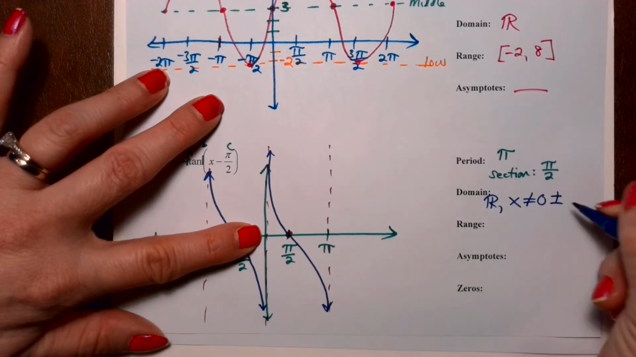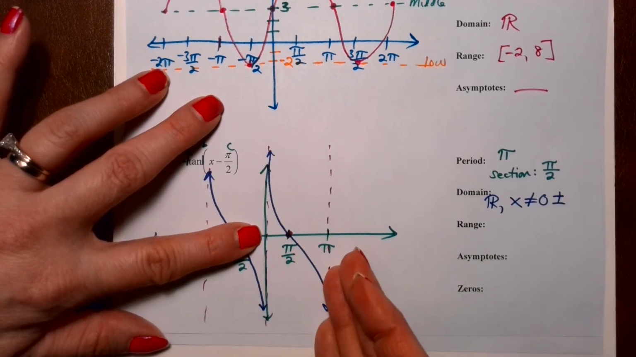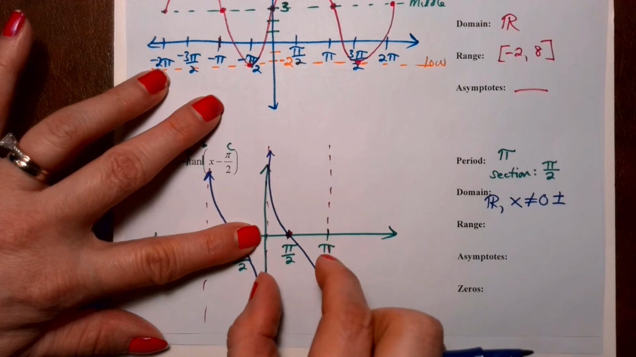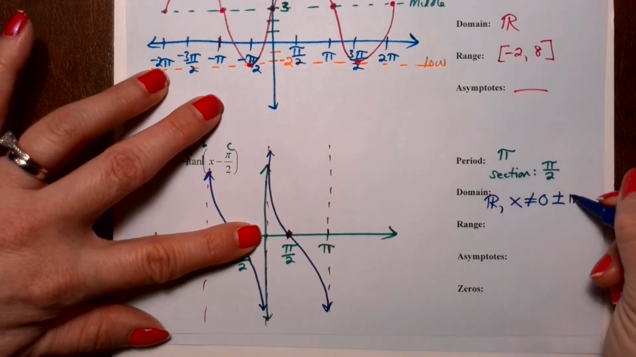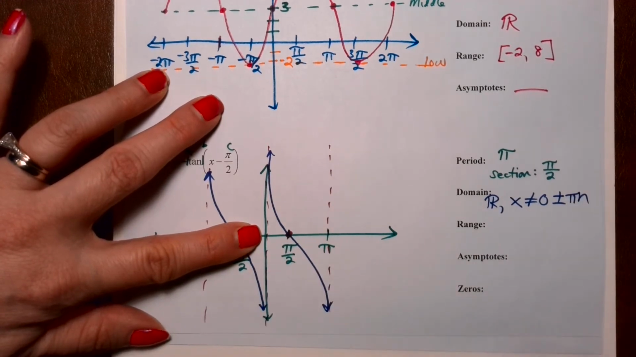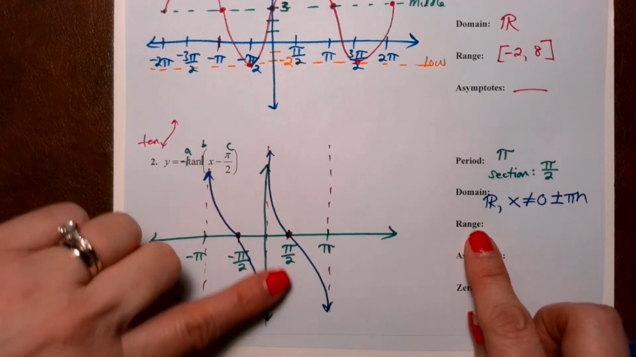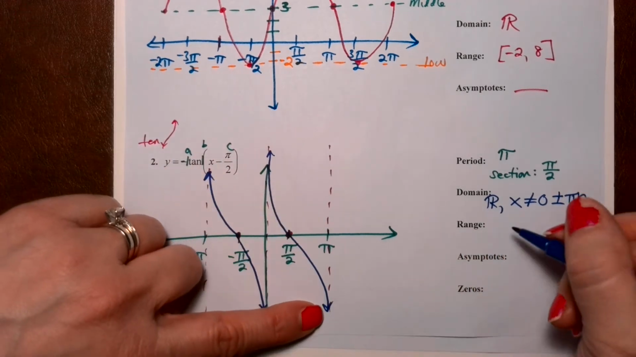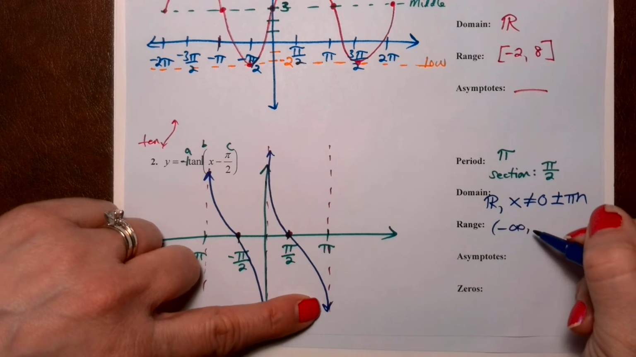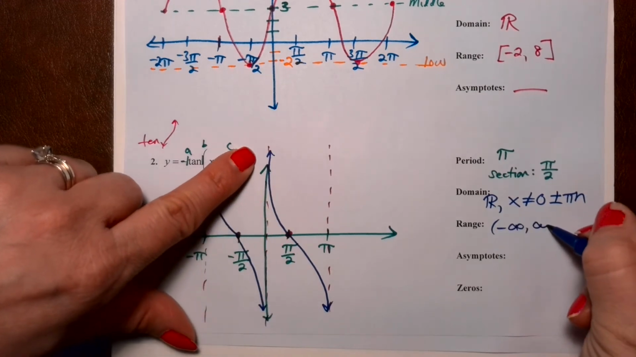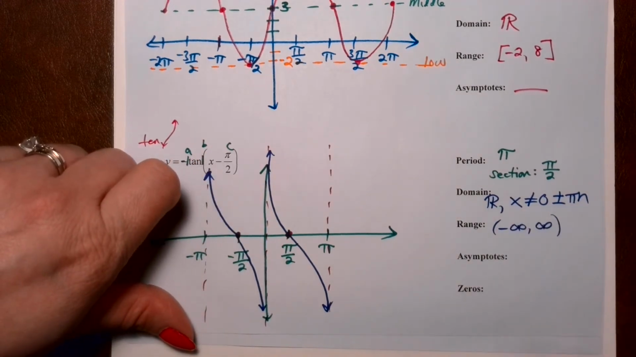And then the distance to the next break in the graph. The distance to the next asymptote is pi, plus or minus pi n. The range for tangent goes as low as negative infinity and as high as positive infinity.